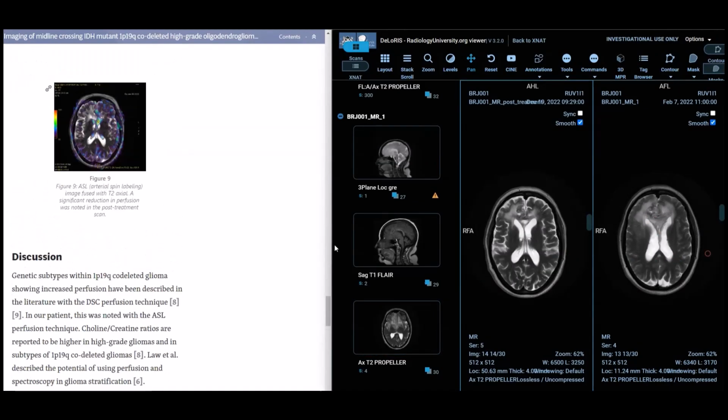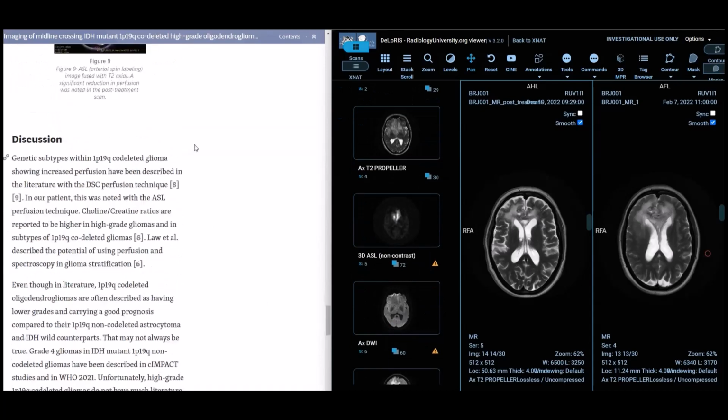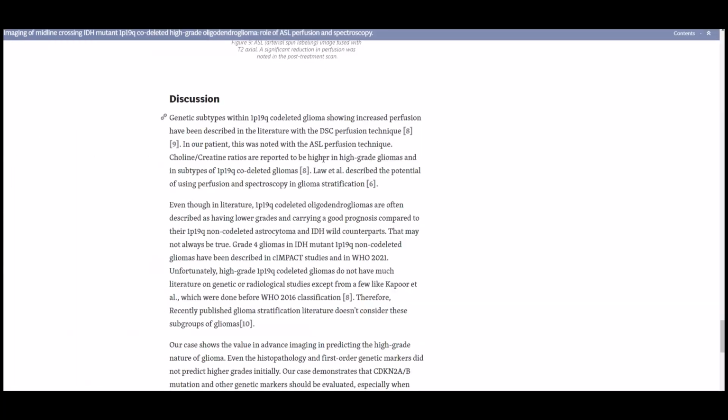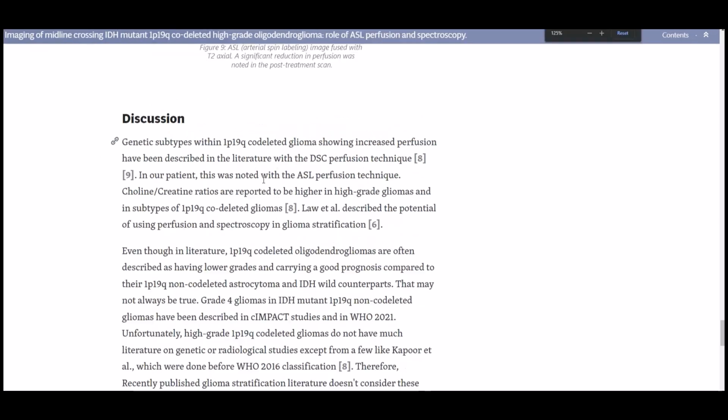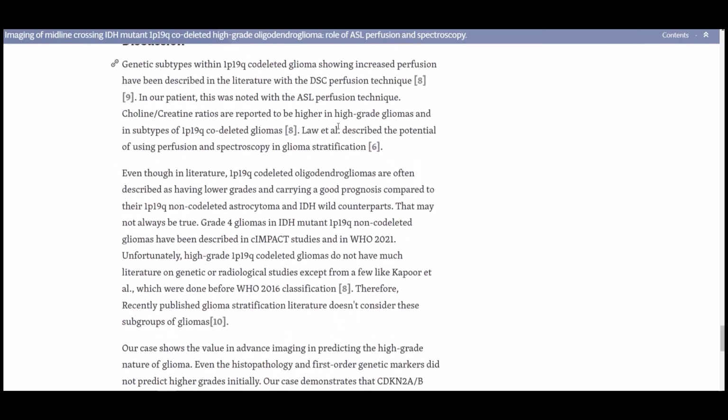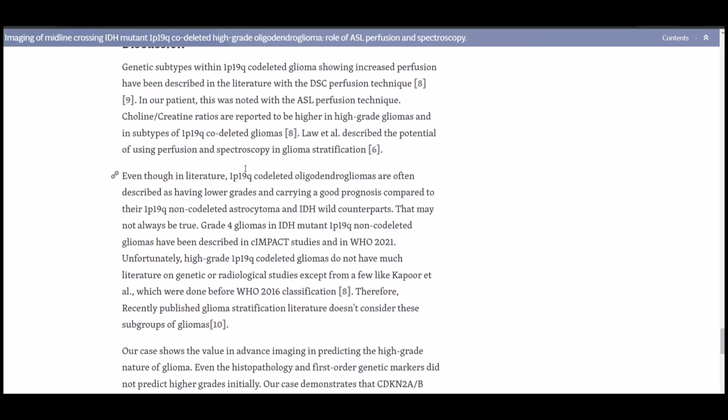Discussion. Genetic subtypes within 1p19q co-deleted glioma showing increased perfusion have been described in the literature with the DSC perfusion technique. In our patient, this was noted with the ASL perfusion technique. Choline/creatine ratios are reported to be higher in high-grade gliomas and in subtypes of 1p19q co-deleted gliomas. Law et al. describe the potential of using perfusion and spectroscopy in glioma stratification.